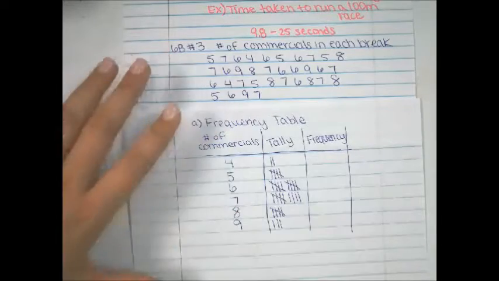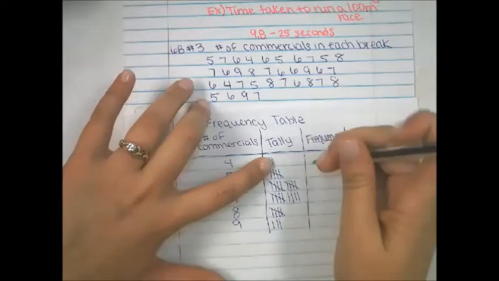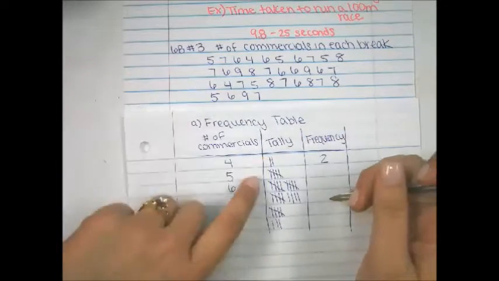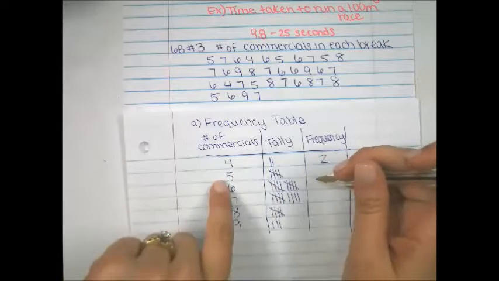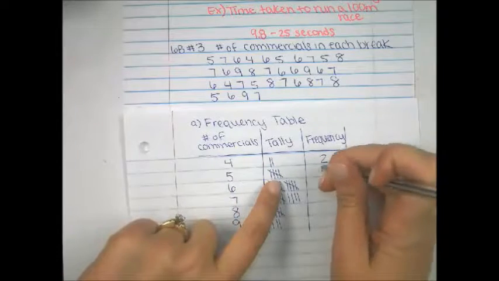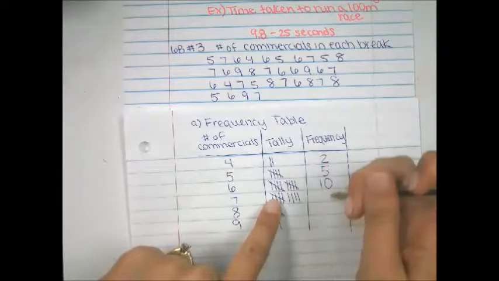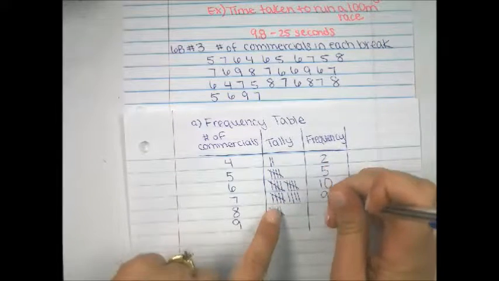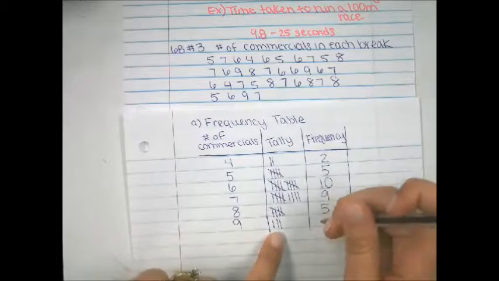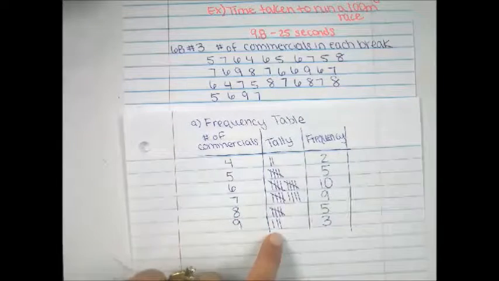And we're going to count up our tallies. So 4 happened twice. There were 2 times that we had 4. The frequency of 5 commercials was 5. That happened 5 times. The frequency of 6 commercials was 10. 7 happened 9 times, and 8 happened 5. 9 commercials happened 3 times.